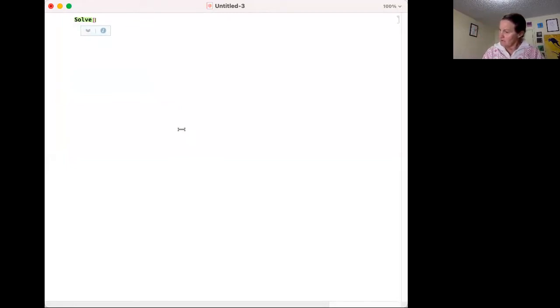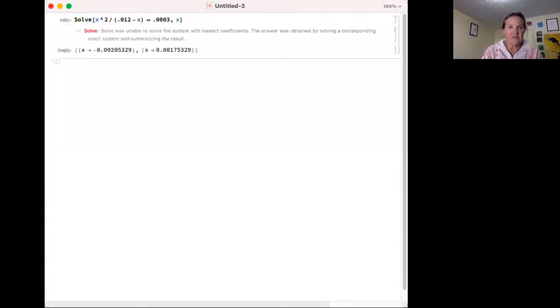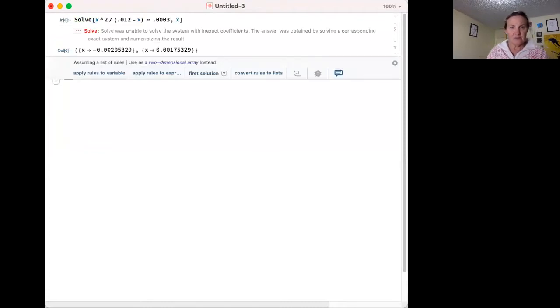So we're solving x squared divided by 0.012 minus x equals 0.0004. I could put it in as an exponent. It's just faster to do it that way. Whoops, not 4, 3. Yes, and then we're solving for x. And I do shift return. And now my x value is 0.0016.